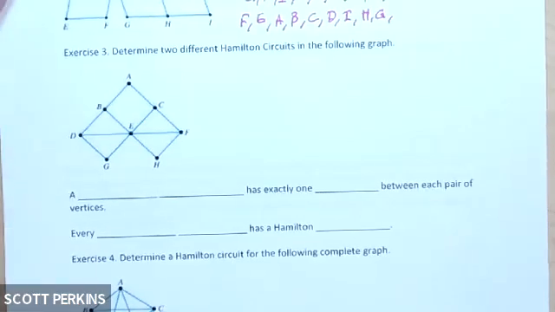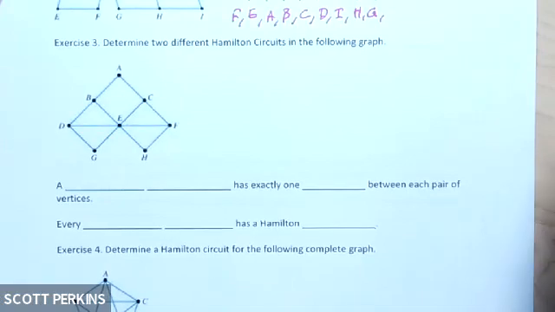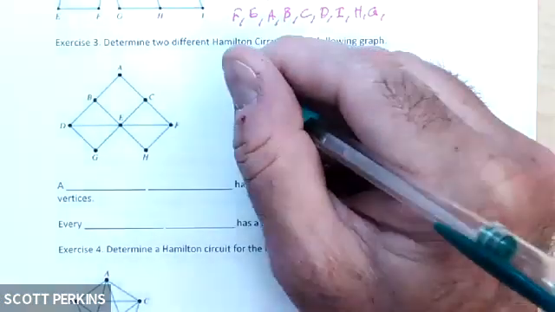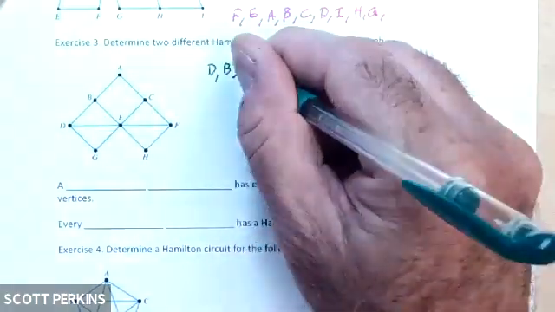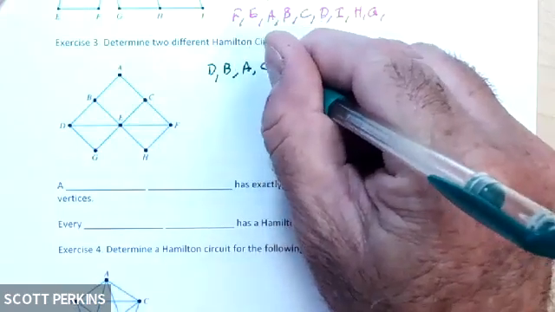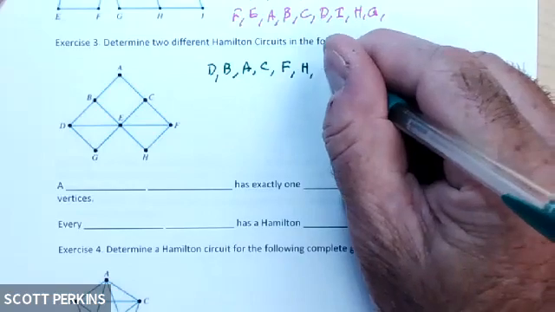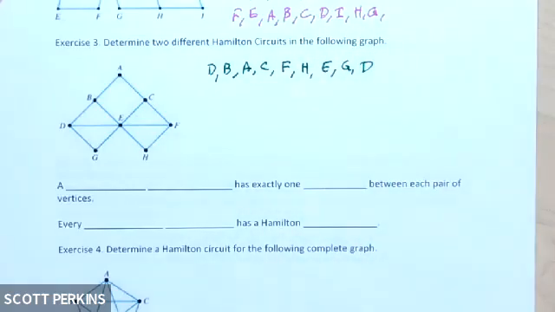Who wants to give me one? I'll try it out. Let's see if I can do this. All right, D to B. Great. B to A, A to C, C to F, F to H, H to E, E to G, G to D. You did it. Great job. You hit each vertex one time.